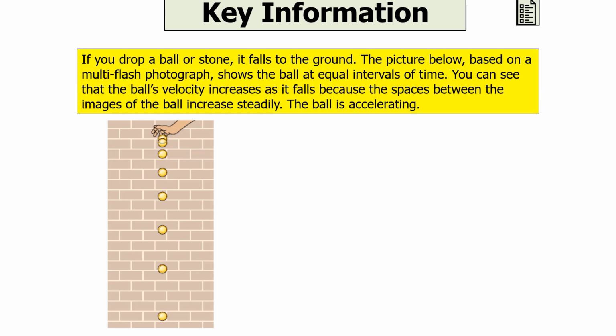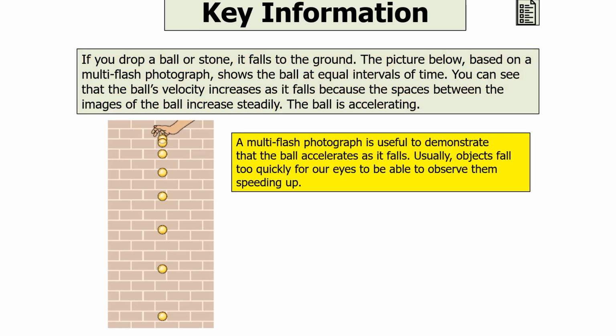Now, if you drop a ball or stone, it falls to the ground, and the picture below, based on multi-flash photography, shows the ball at equal intervals of time. So you can see that the ball's velocity increases steadily as it falls because the spaces between the images of the ball increase steadily. So you can conclude the ball is accelerating. So a multi-flash photograph is useful to demonstrate that the ball accelerates as it falls. Usually objects fall too quickly for our eyes to observe them speeding up.